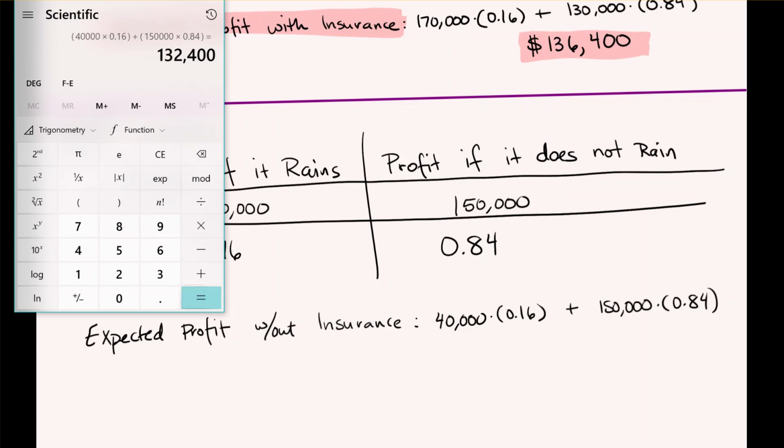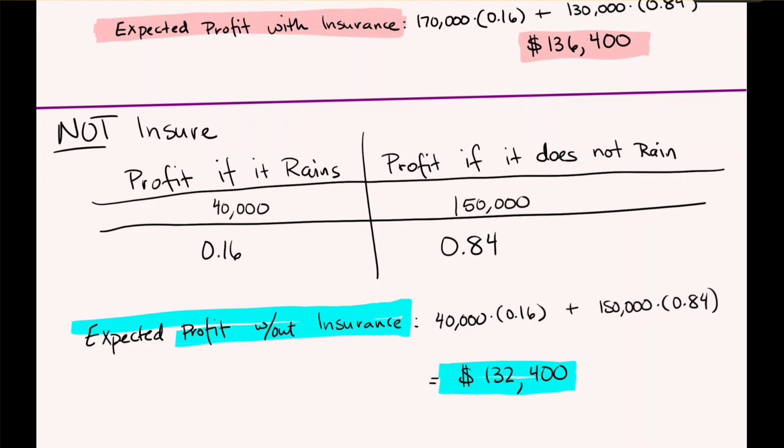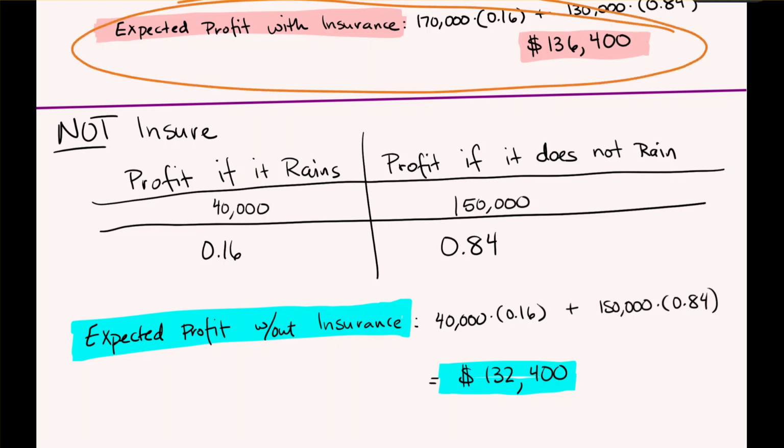And we would get 132,400 as our result. So that is the expected profit without insurance. Now, if we were just reasoning based off of this calculation, it said, based on the expected profit, should we insure or not insure? We see that the expected profit is higher with insurance. So just from this argument, we would say it would be good to insure the crop.